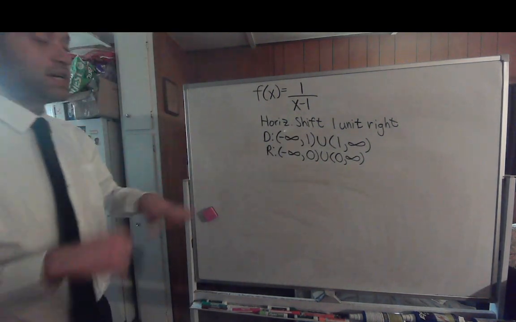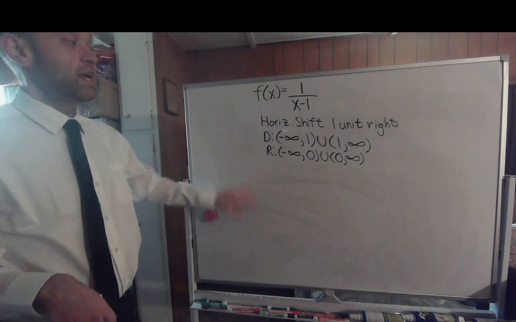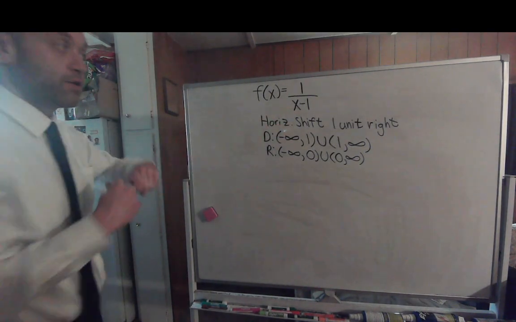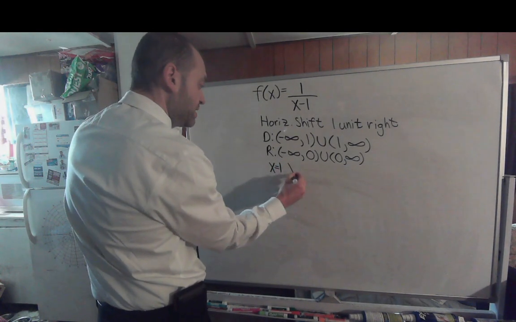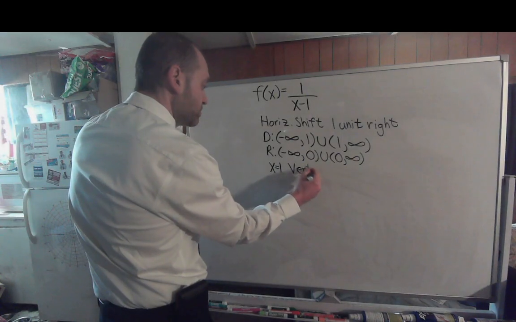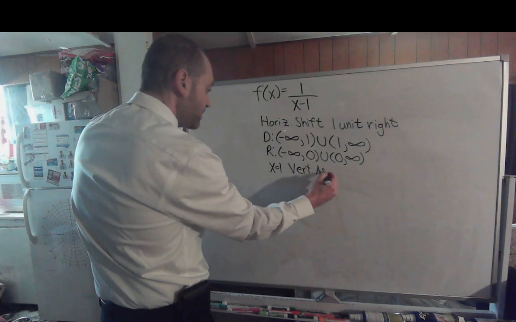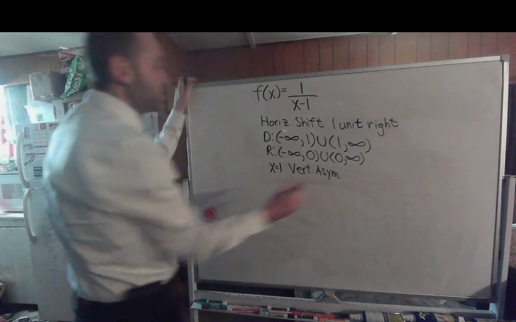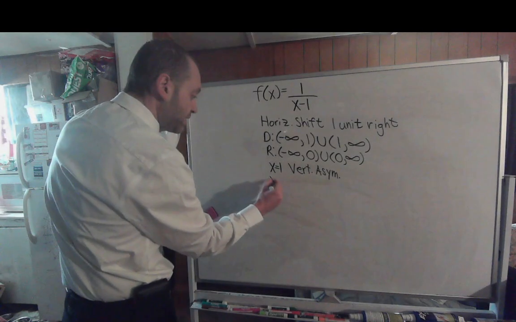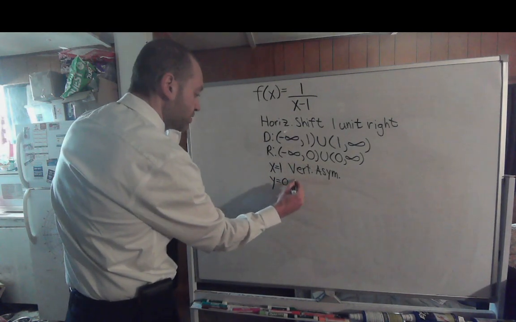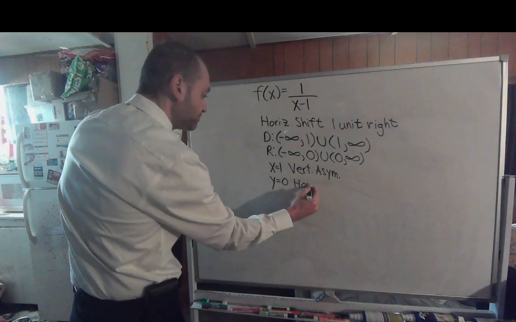So now we could talk about a vertical asymptote. That always occurs when the denominator equals 0. So x equals 1 is your vertical asymptote. And since the degree of the numerator is less than that of the denominator, y equals 0 is your horizontal asymptote.